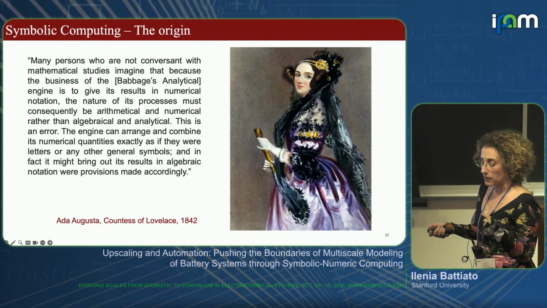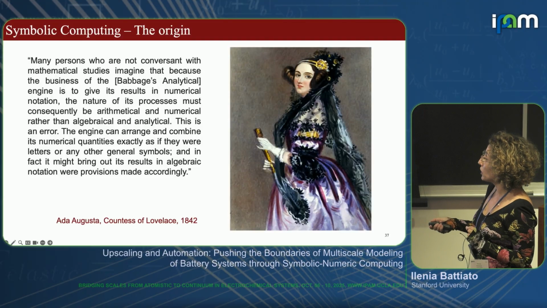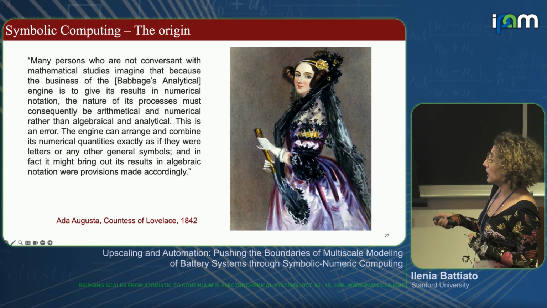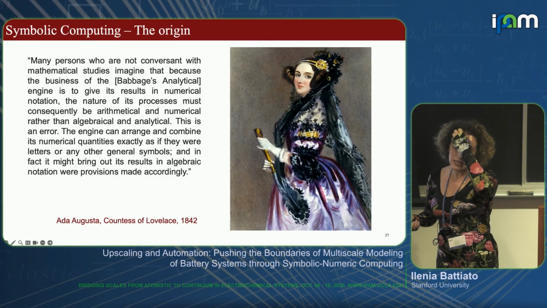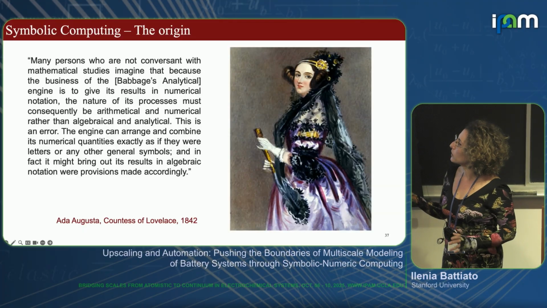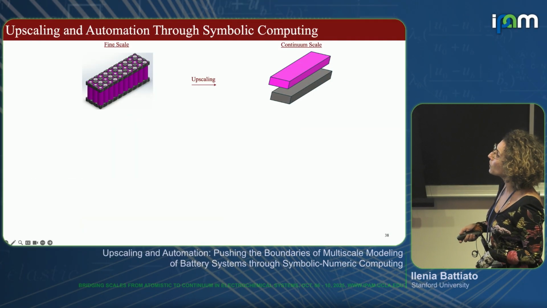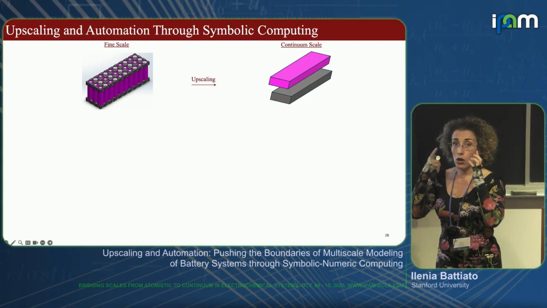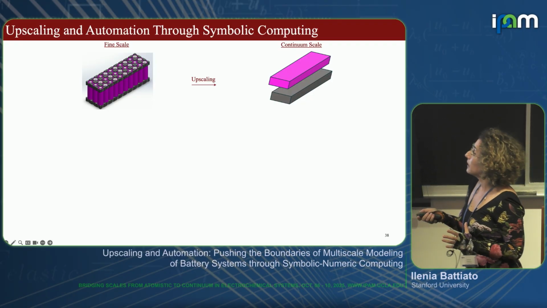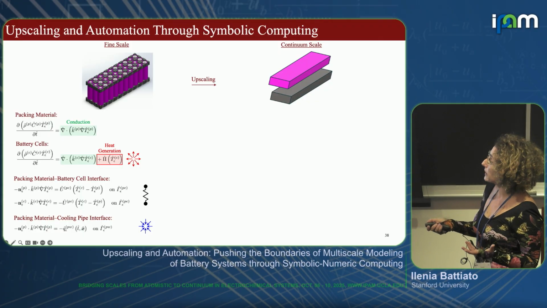I want to say that symbolic computing, in fact, not only is not new, it's very old. She was the first one to have the first concept of symbolic computation in 1842, Ada Augusta. She was commenting on the Babbage analytical engine, and she wrote a beautiful excerpt, but because of time, I'm going to move forward.